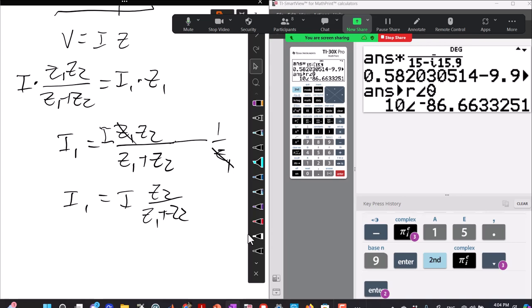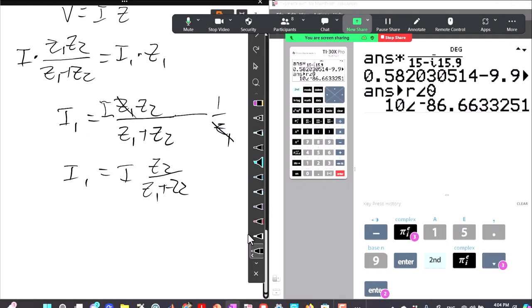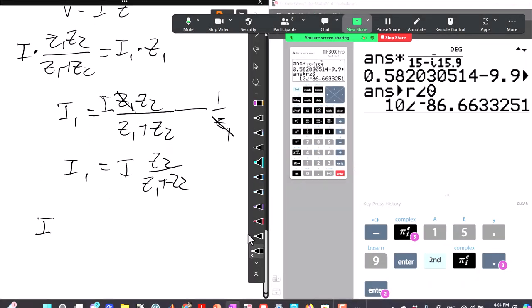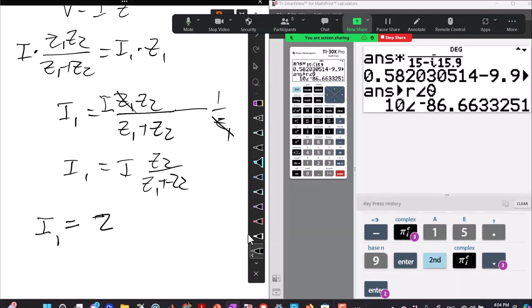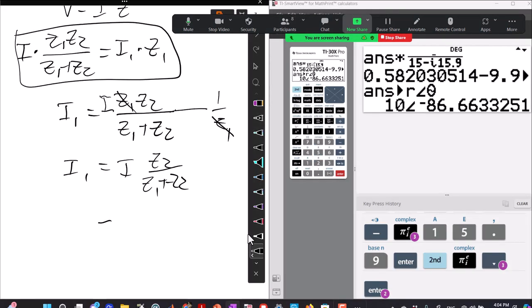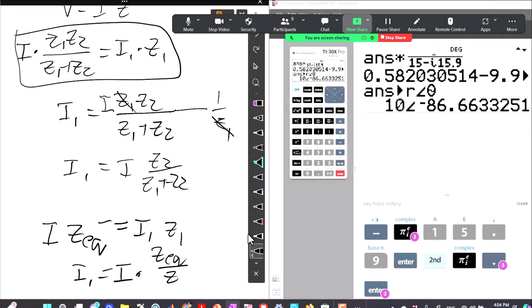But if I didn't solve for I1 right there, I just showed that they were equivalent, but now I could write this as I1 equals the equivalent impedance. I'm going back to this equation. So I times Z equivalent equals I1 times Z1. And so I1 equals the total I times Z equivalent over Z1.